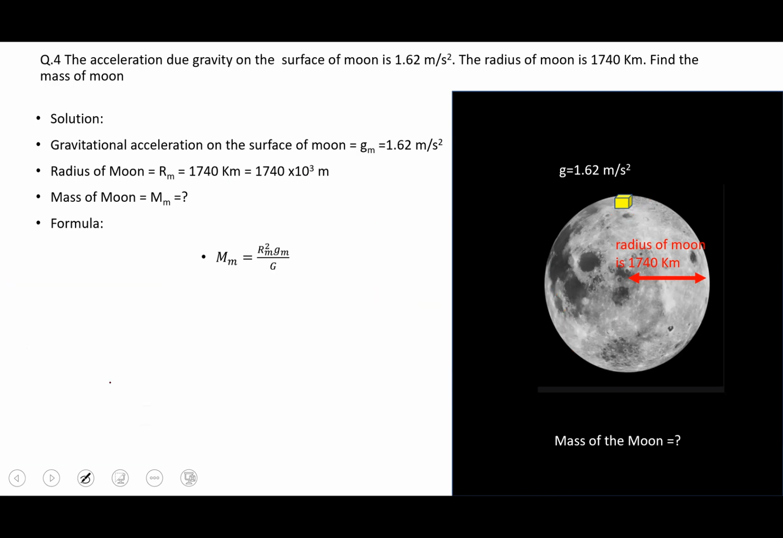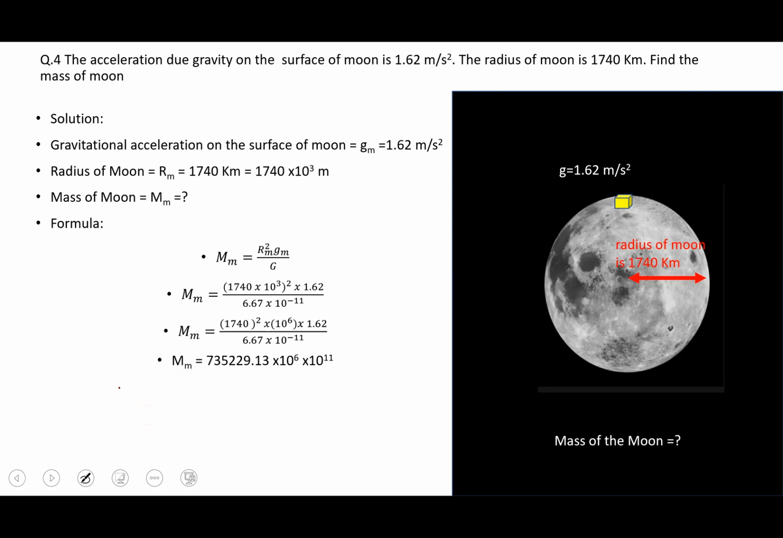Now we have the formula, and we just have to put in the values. The radius of the moon, 1740 into 10 to the power 3, whole squared, into the value of g, which is 1.62, divided by the value of capital G, which is 6.6 into 10 to the power minus 11. Putting in the values and taking the square, the square of 10 to the power 3 is going to be 10 to the power 6, multiplied by 1.6 divided by 6.6 into 10 to the power minus 11.